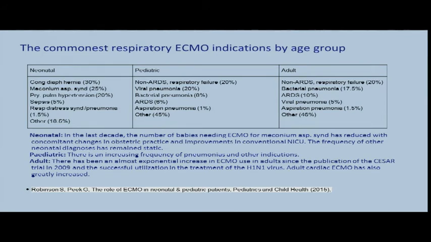For the respiratory ECMO, what are the indications by age group? For neonates, the commonest indication so far has been congenital diaphragmatic hernia. In the past, it used to be meconium aspiration syndrome, but because of the changes in obstetric practice, this has become the second indication. And for pediatric cases, we see non-ARDS respiratory failure, which is top on the list for indication. And because viral pneumonia is commoner in children, viral pneumonia comes before bacterial pneumonia in pediatric patients, unlike in adults where you have bacterial pneumonia.